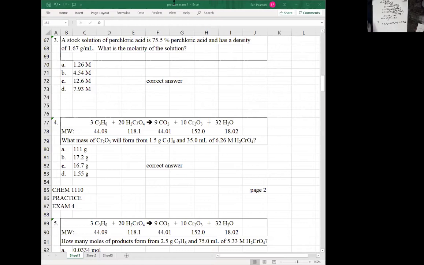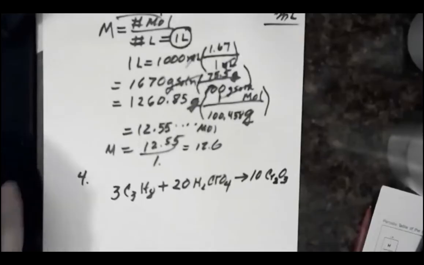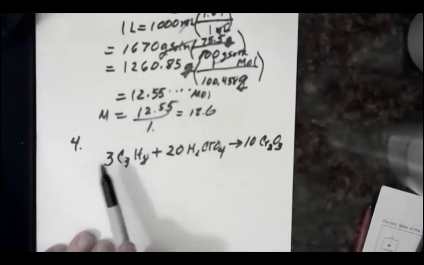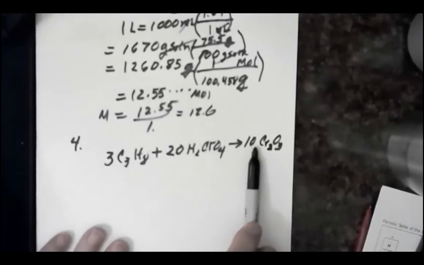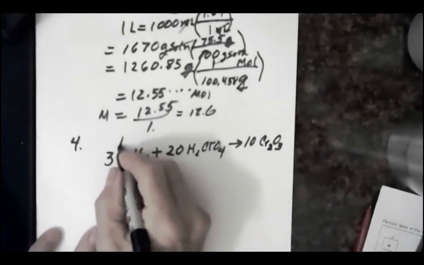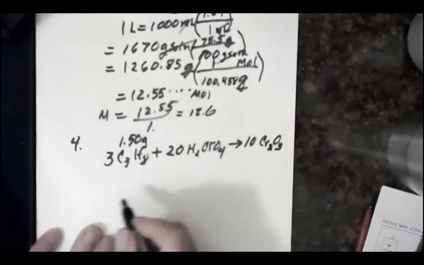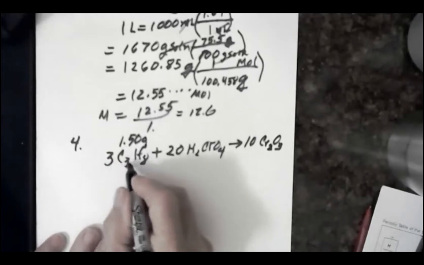Okay, let's get over here so you can see the pad a little bit better. All right, so I've got it set up. There's the 3 propanes and 20 chromic acids to 10 chromium-3 oxides. That's what's in the problem. Problem says we have 1.5 grams of this. Now, if this is in grams, I want to express the balanced equation in grams.